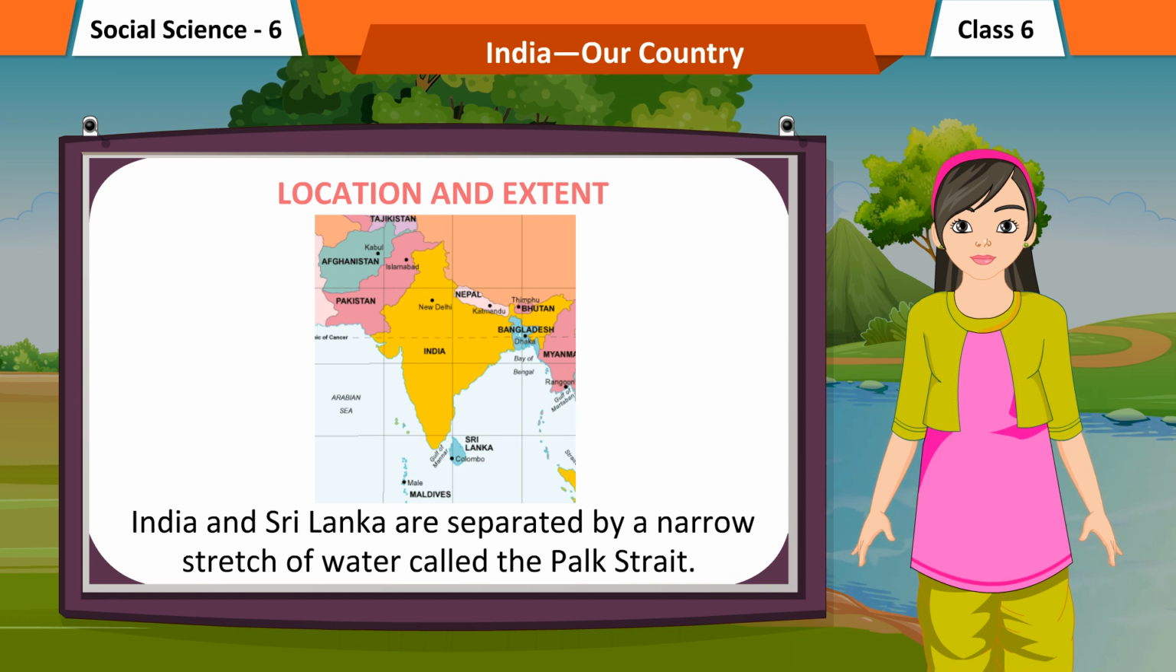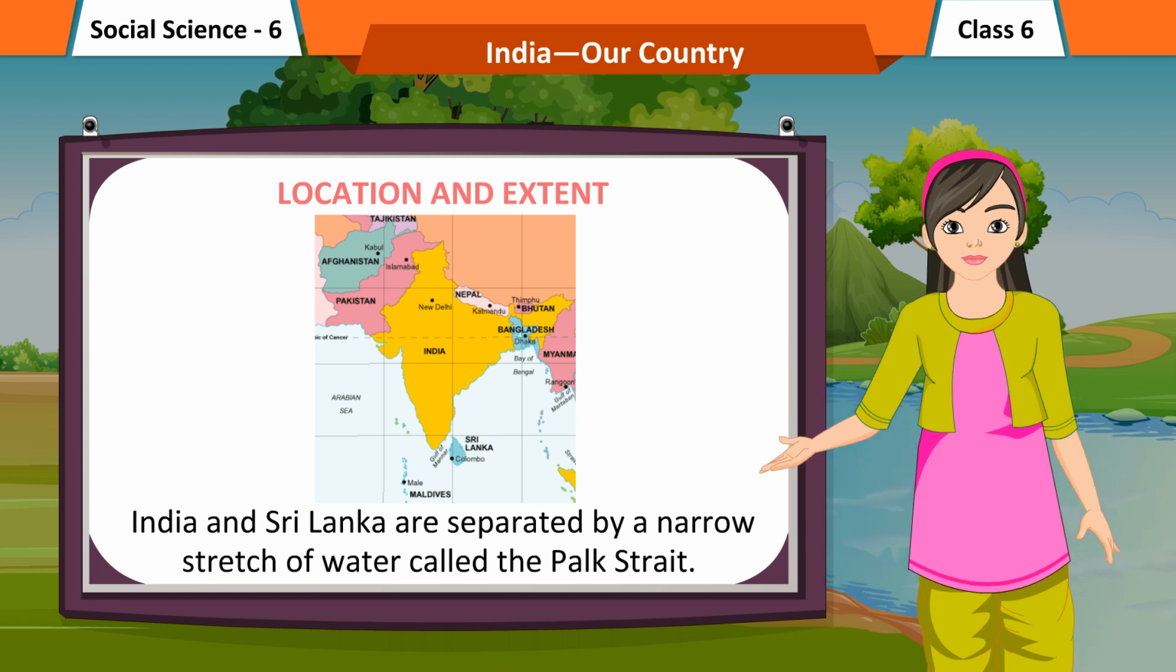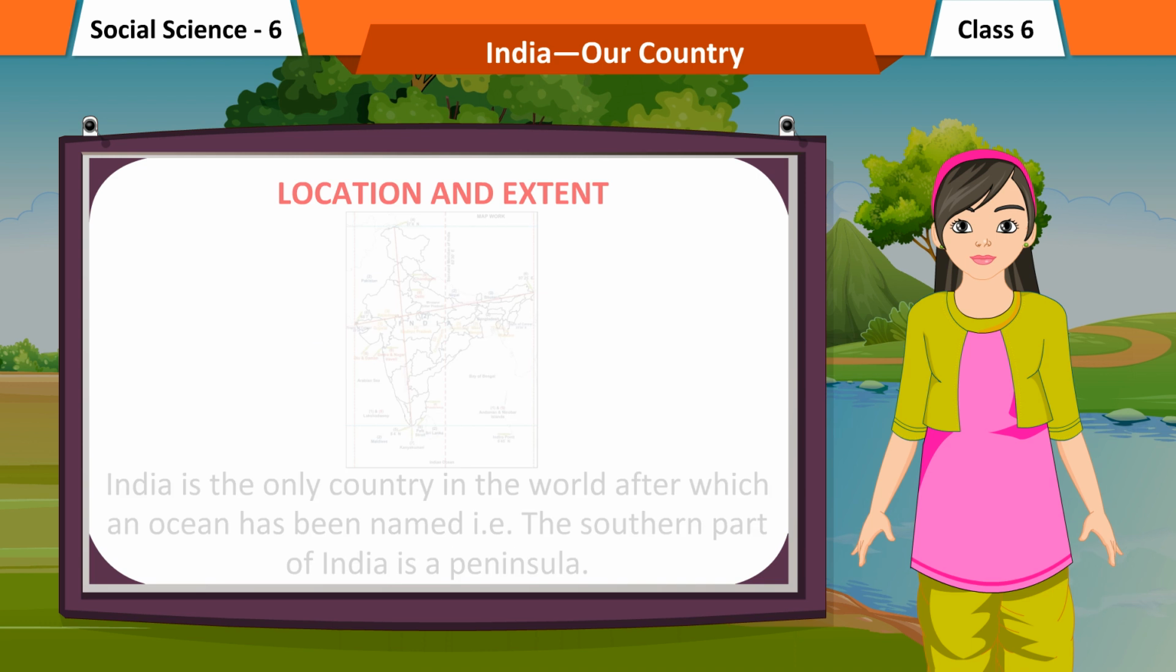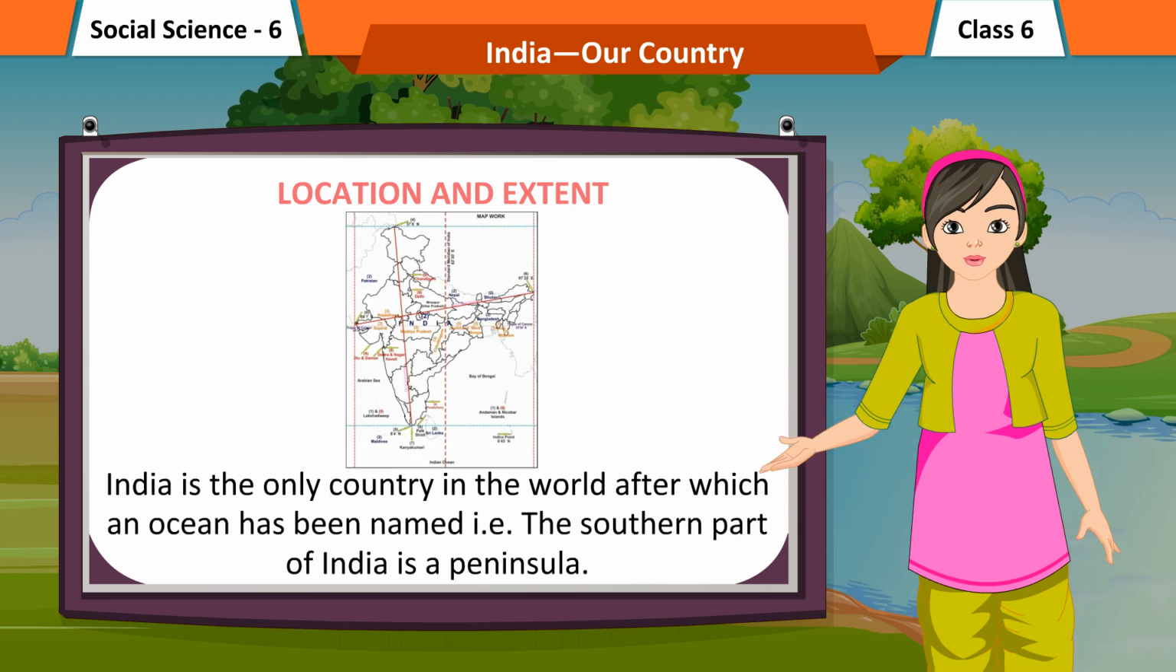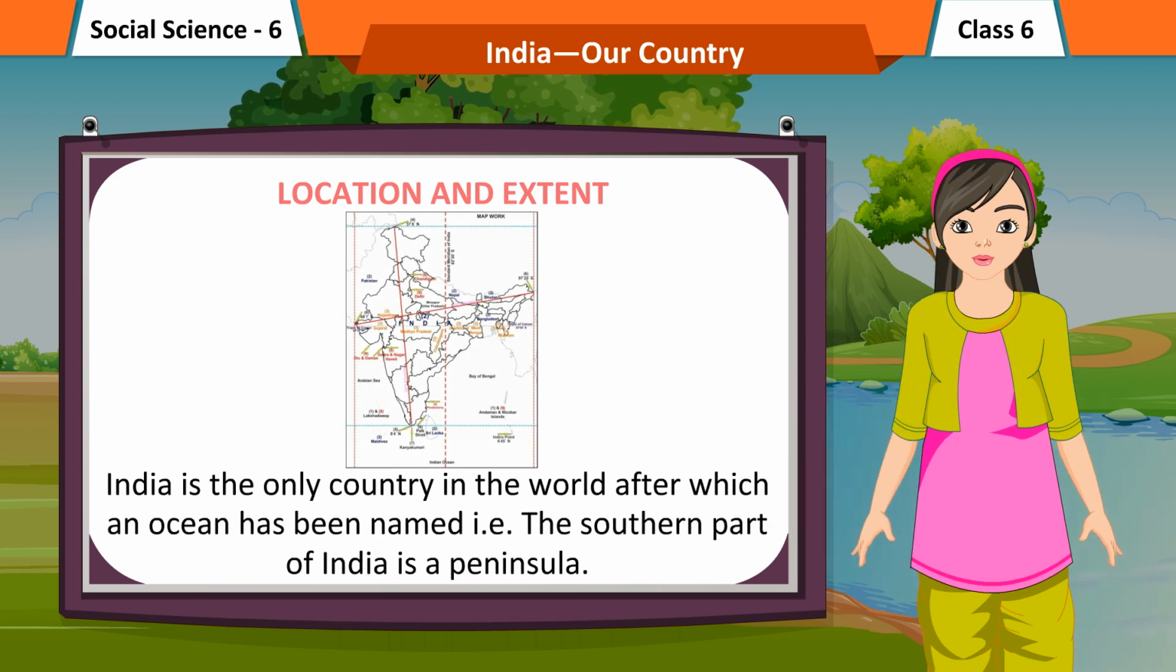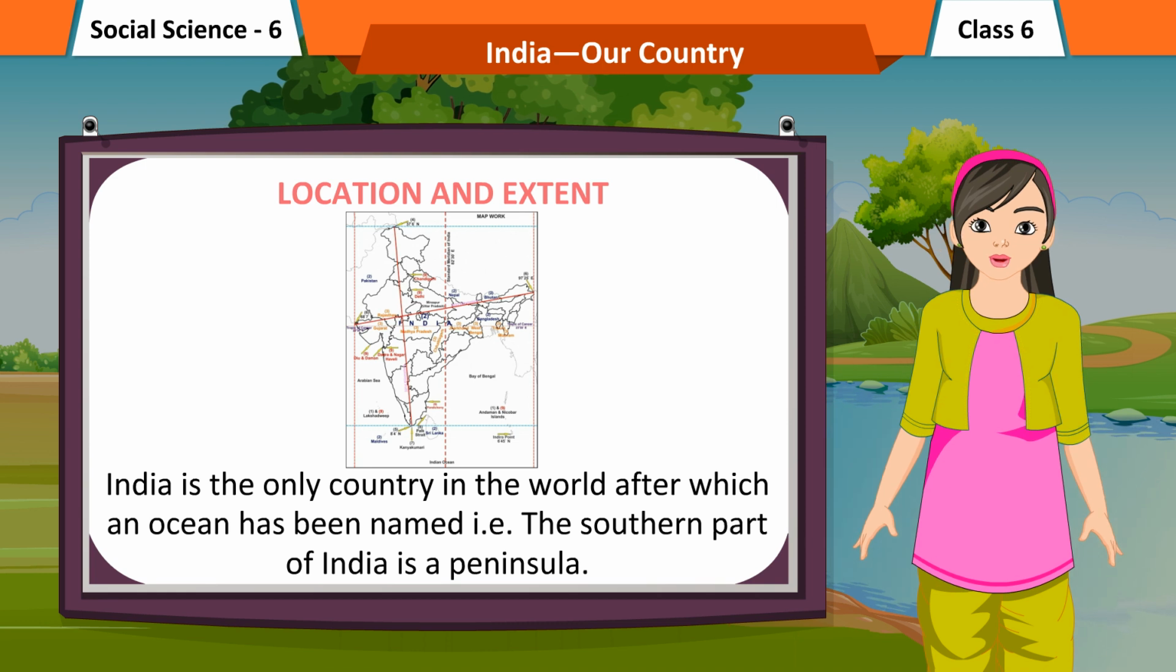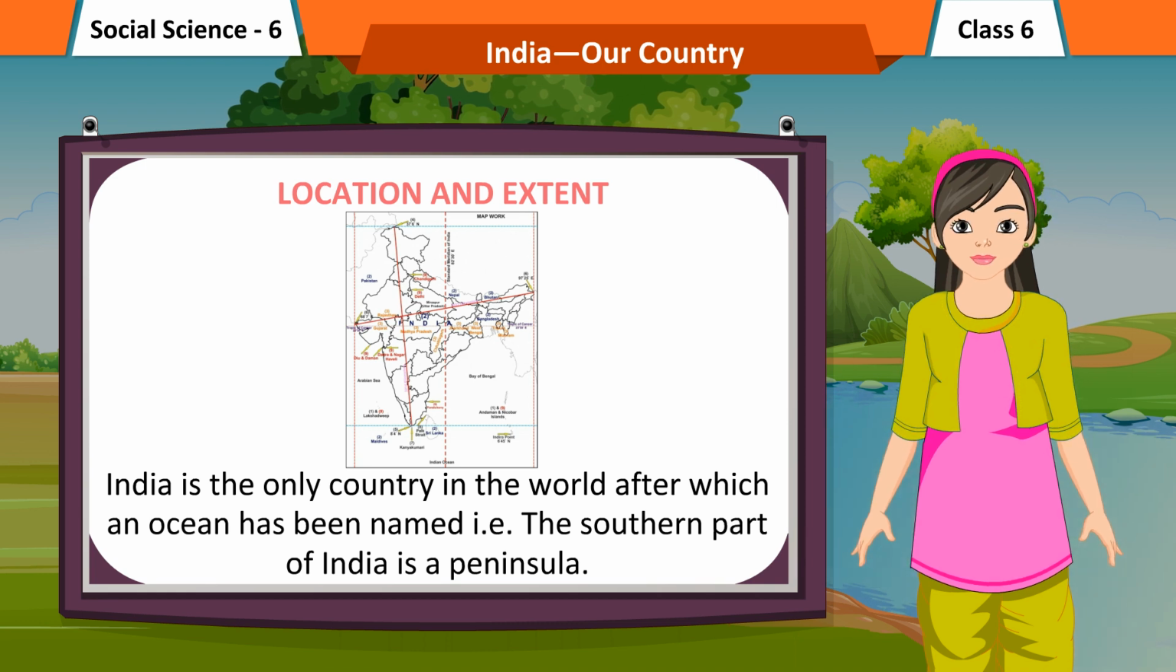India and Sri Lanka are separated by a narrow stretch of water called the Palk Strait. India is the only country in the world after which an ocean has been named, and the southern part of India is a peninsula.